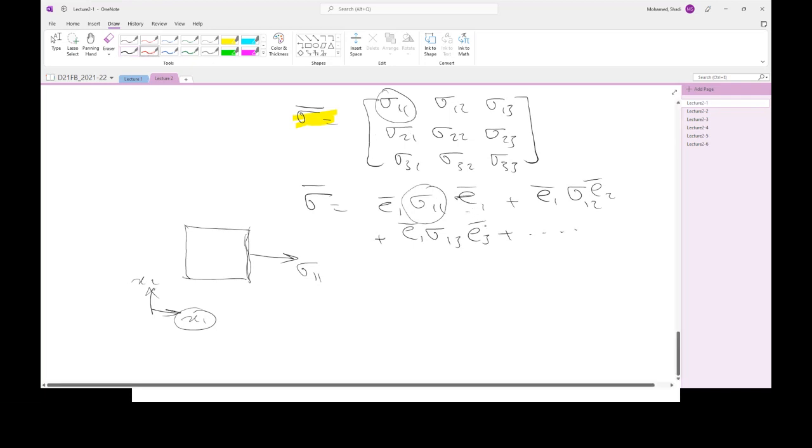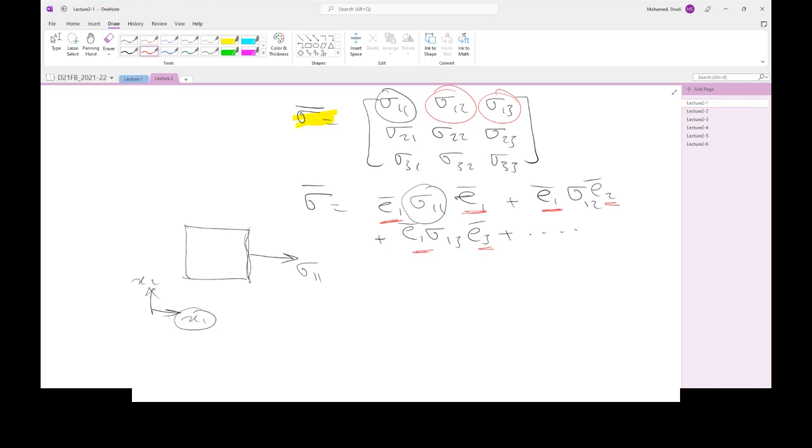In the case of sigma 11, it is E1 and E1. In the case of 12, it is E1 and E2. And so on, for sigma 13 it is 1 and 3. So every single component is associated with two directions, it's not one direction. So this is why the behavior of a tensor is more complex than the behavior of vectors, because every component of a vector is associated to one direction, whereas for tensors, every component is associated to two directions.